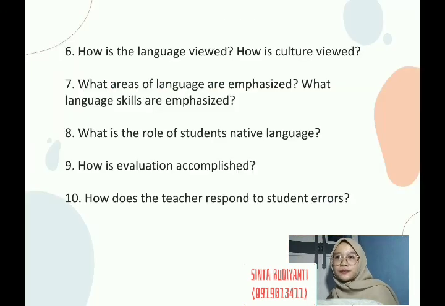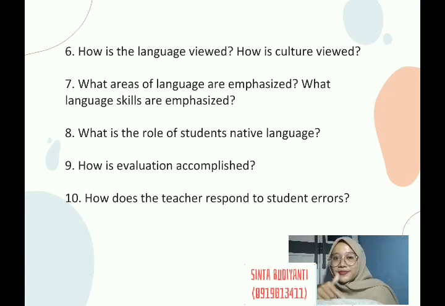Number 6. How is the language viewed? How is the culture viewed? Literary language is considered superior to spoken language and is therefore the language that students study. Culture is viewed as consisting of literature and the fine arts.